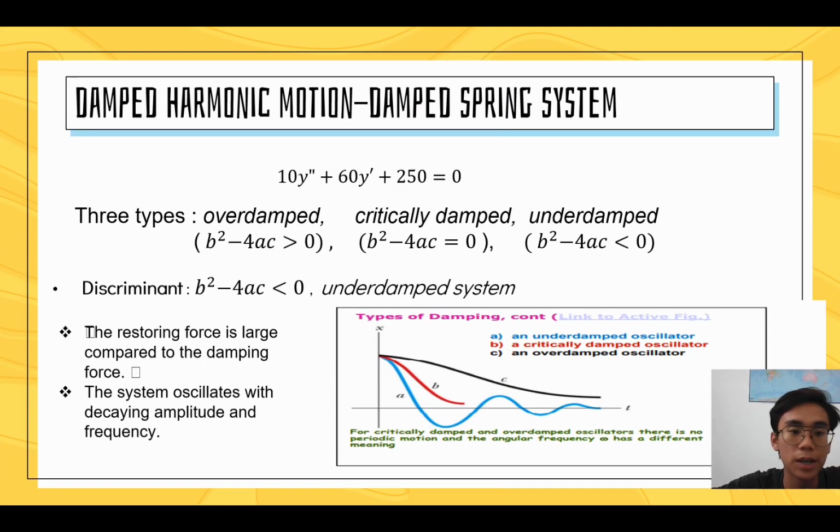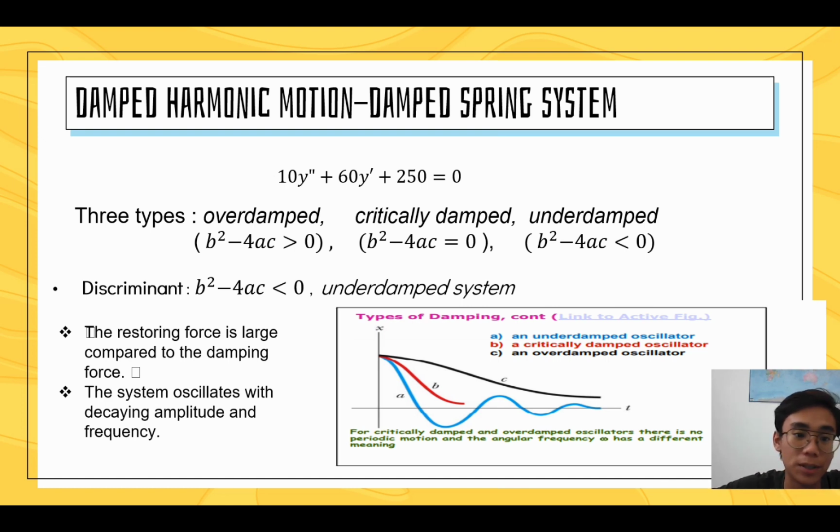So the question that is examined in our math report is a damped harmonic motion or damped spring system. As you can see here, the equation y double prime plus 60 y prime plus 250 y equals 0 is the differential equation for this damped spring system. This is also considered a homogeneous equation because it is equal to 0.